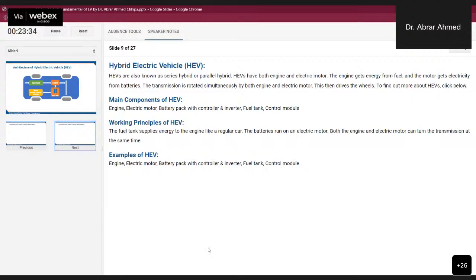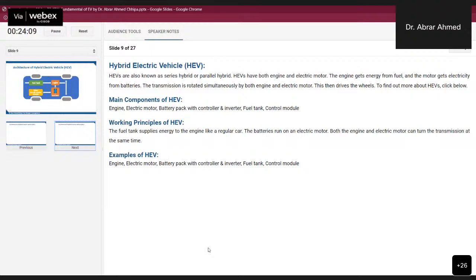If you look at the main components, they have the engine, electrical motor, battery pack with controller, inverter, fuel tank, and a control module also. The fuel tank supplies the energy to the engine like a regular car, and the battery runs the electrical motor. Both engine and electrical motor can turn the transmission at the same time. In the current market scenario, from our India perspective, we have the Grand Vitara hybrid, Ciaz hybrid. Those are examples of hybrid electrical vehicles.